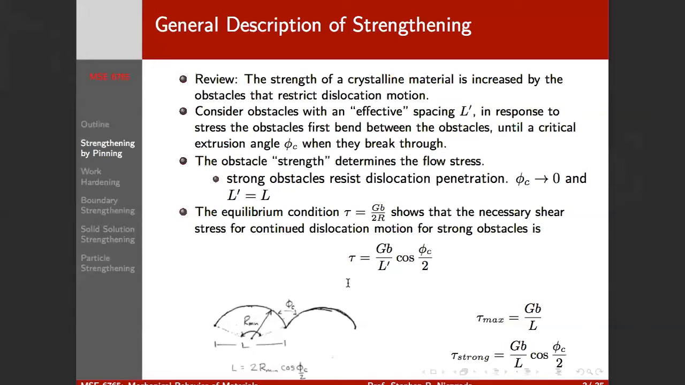Yeah, that's tau weak. Tau strong, as phi critical goes to 0, that's for strong obstacles. I haven't talked about weak obstacles yet. Here theta critical is small for strong obstacles. You'll see for weak obstacles it has a different form.